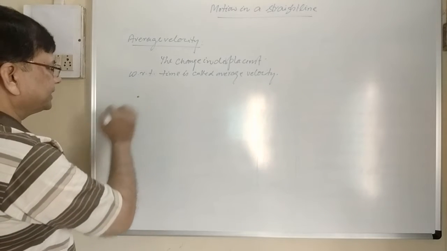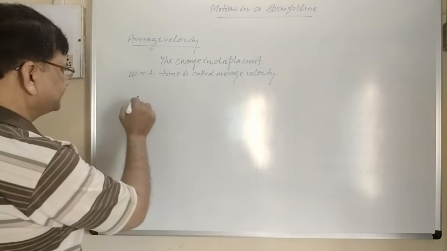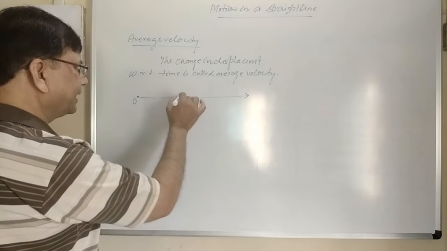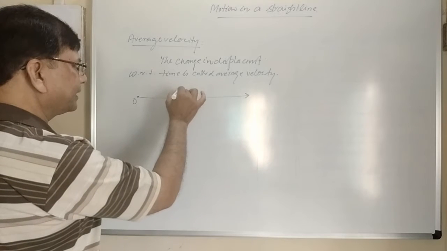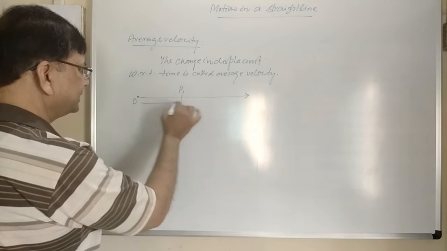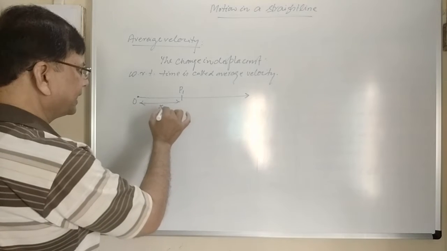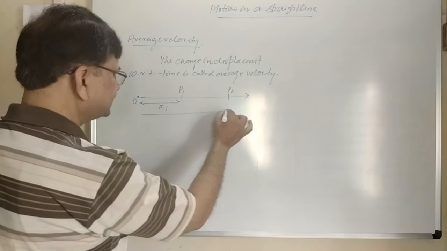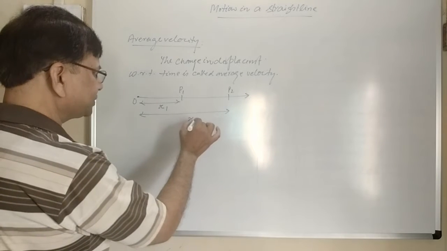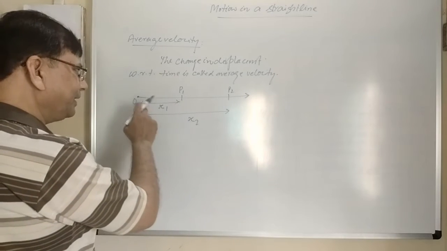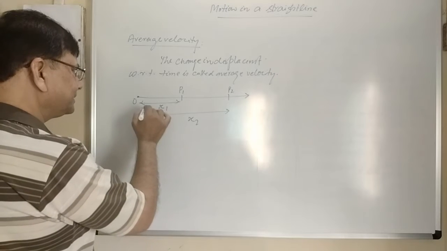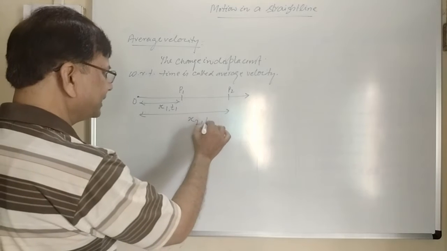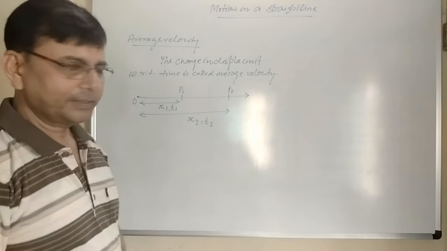Suppose an object starts moving from here, O, and moves along a straight line. It reaches here at P1, and this distance is x1. Then it reaches P2, and this is x2. From here to here, the time taken is t1, and from here to here, the time taken is t2.